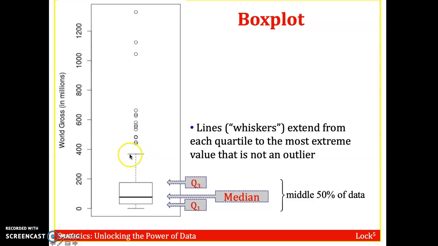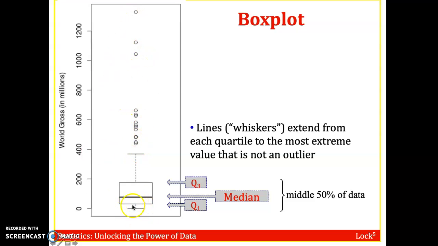Okay, the lines at the end, they're often called whiskers. These lines are whiskers. They extend from each quartile to the most extreme value that is not an outlier. So if you read this right here, at least one movie made, let's say, $390 million. That would not be considered an outlier. Anything past this is considered an outlier.